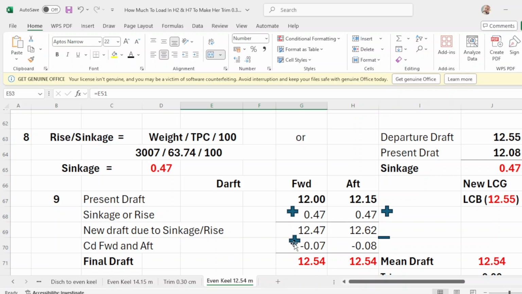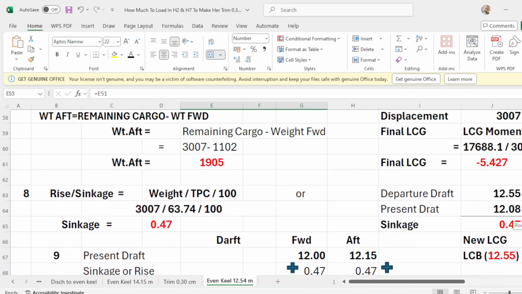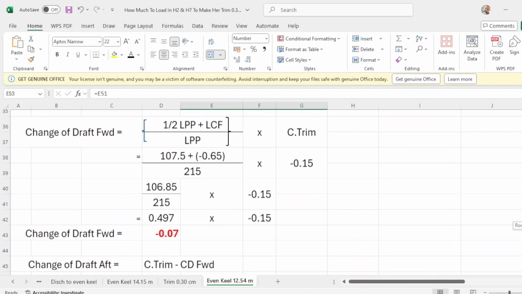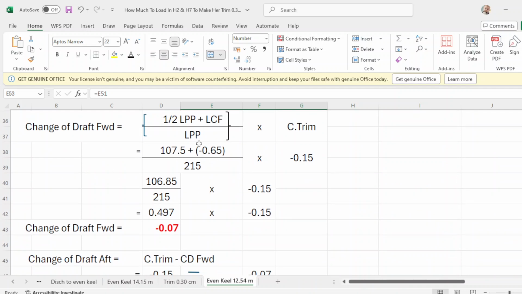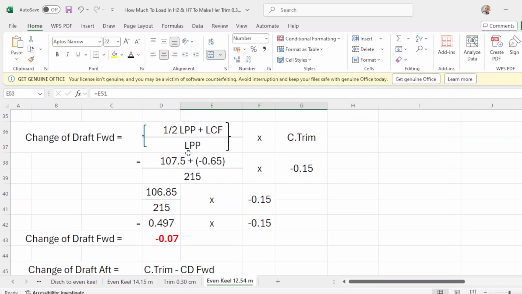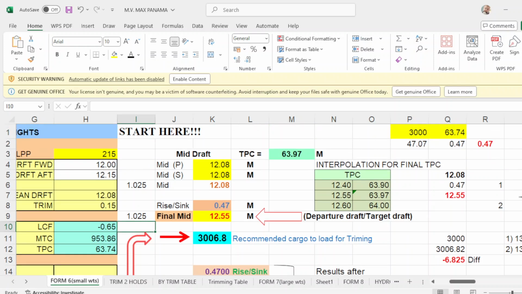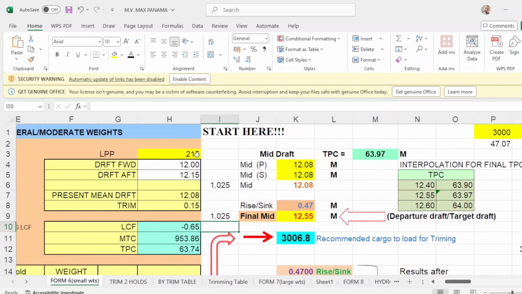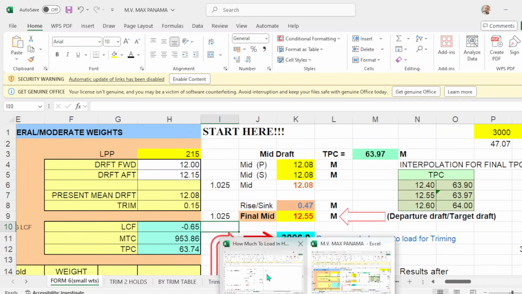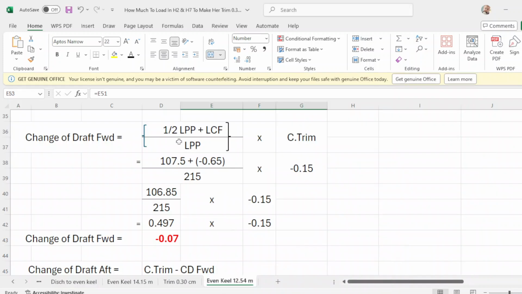So how did I get this figure? This is the formula, guys. How to get the change of drop forward: change of drop forward equals 1/2 LPP plus LCF over LPP times your change of trim. So your LPP is 215, which is this one. Your 1/2 of LPP is 107.5, okay?